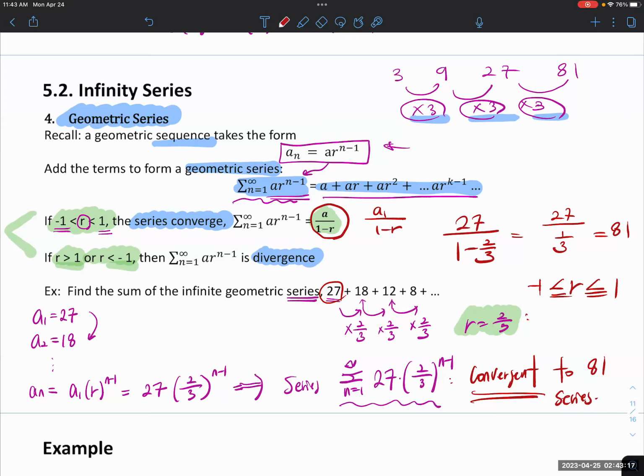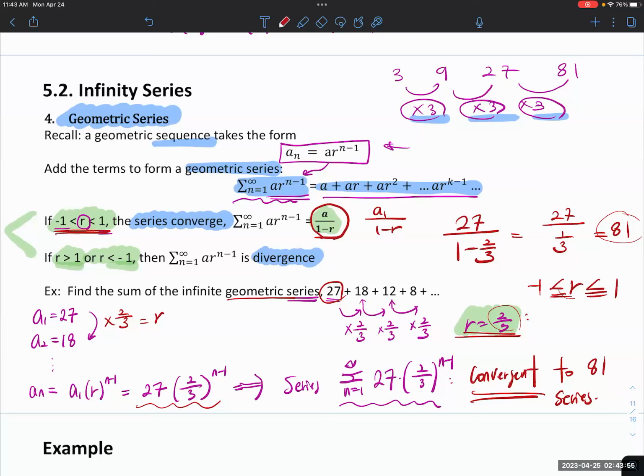Check it out. This is a geometric series, and we found that r is 2 over 3. You keep multiplying by 2 over 3. That's your common ratio, and it is between negative 1 and 1. Automatically, this series is going to be convergent, but I want to know where it's heading, so this formula helps us. It's heading to 81. If this common ratio was less than negative 1 or greater than 1, automatically it's divergent. So this is a characteristic of the geometric sequence and series.